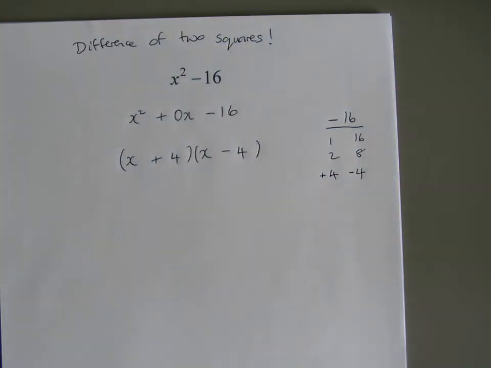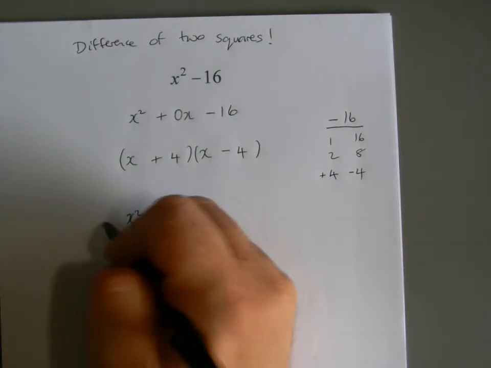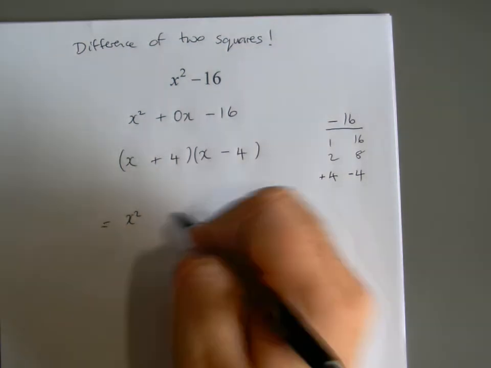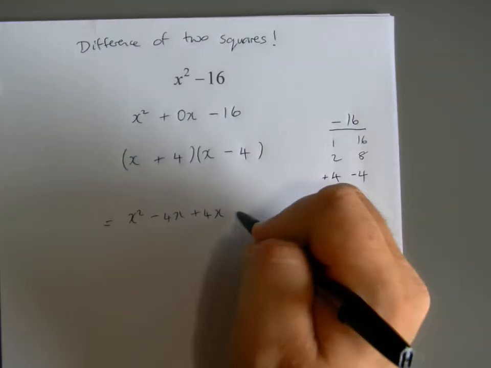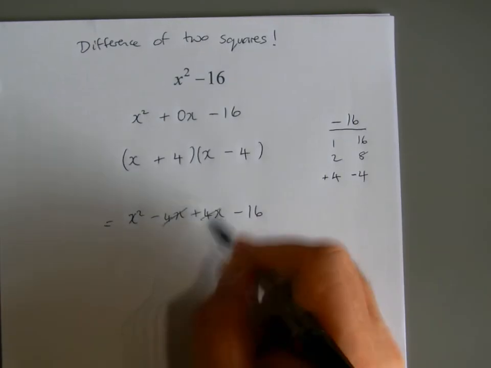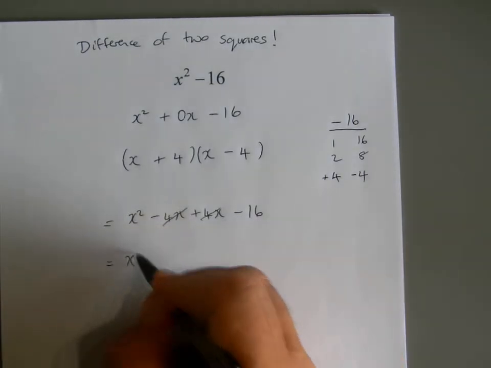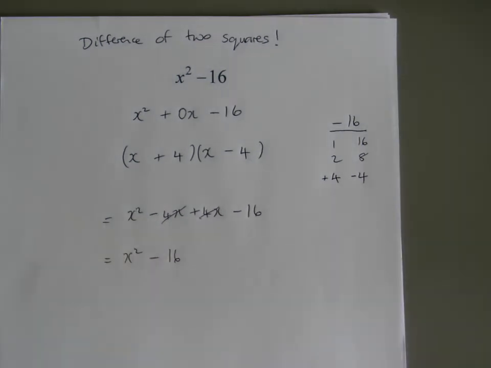If you want to, you could expand this to see. When you do firsts, you get x squared. Outers, you get minus 4x. Inners, you get plus 4x. And then lasts, you get negative 16. And the outers and inners just cancel. So you get x squared minus 16. So it works.